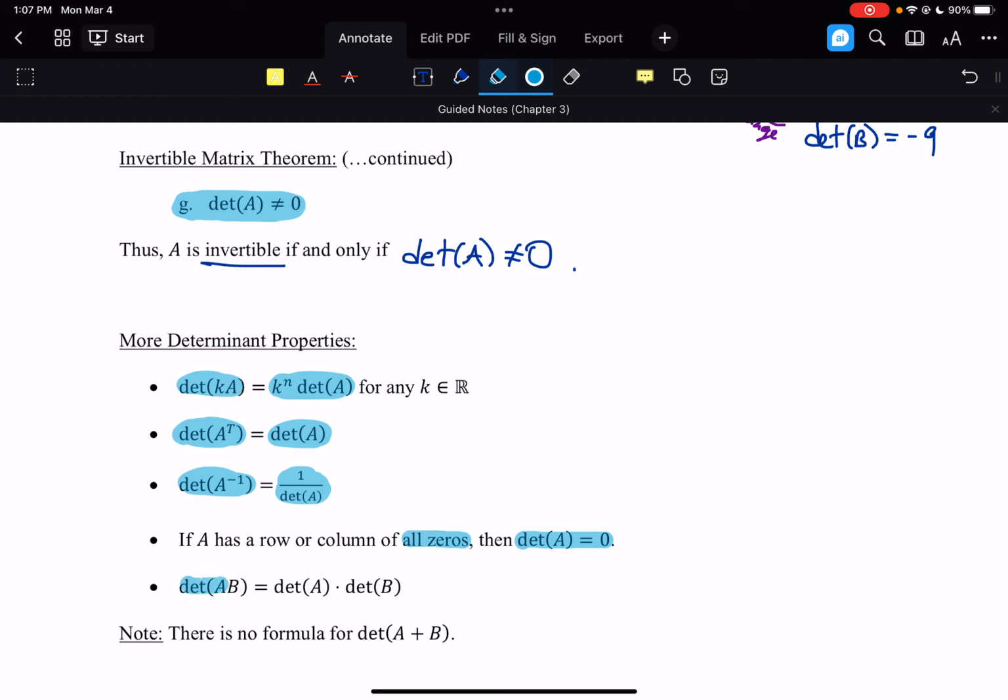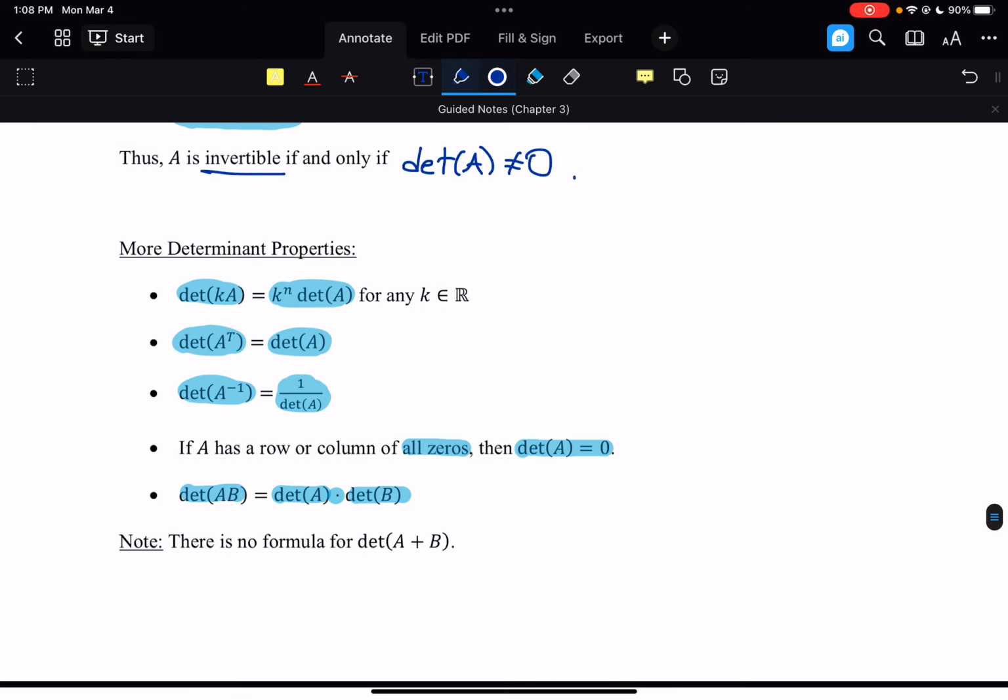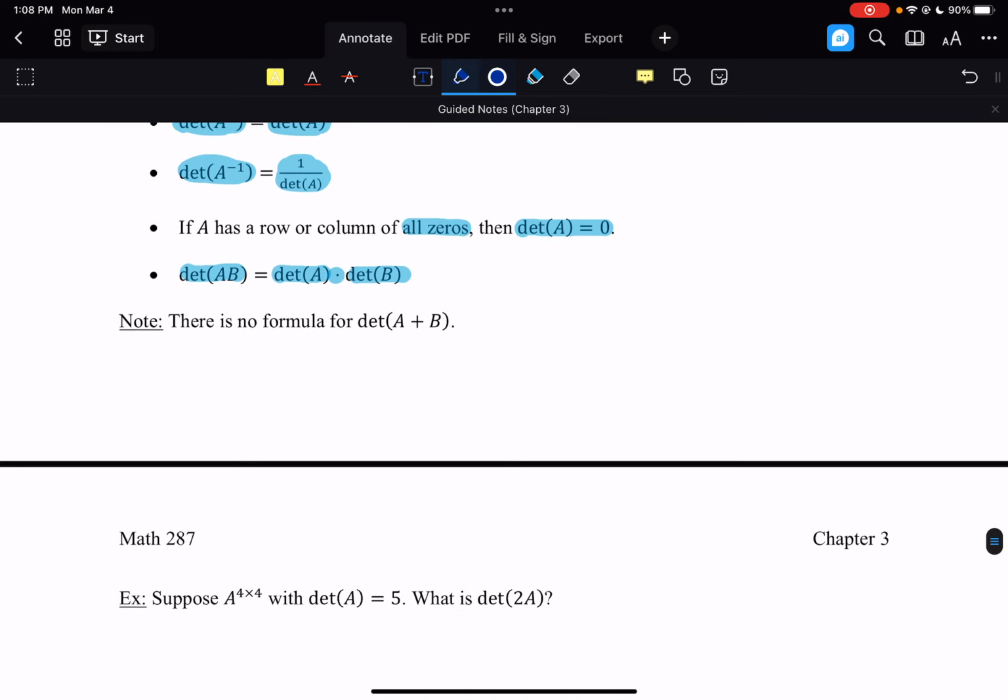The determinant of A times B is the determinant of A times the determinant of B. There is, however, no formula for a determinant of A plus B. We cannot take it to be determinant of A plus determinant of B. It doesn't work that way. You can find many counterexamples to show that that's in fact the case. So if we know these properties and we know some information about matrices, we can compute complicated determinants of much more rigorous expressions using these properties.